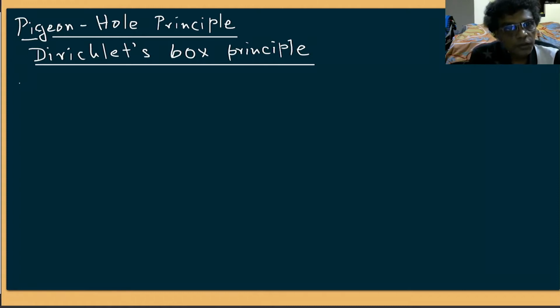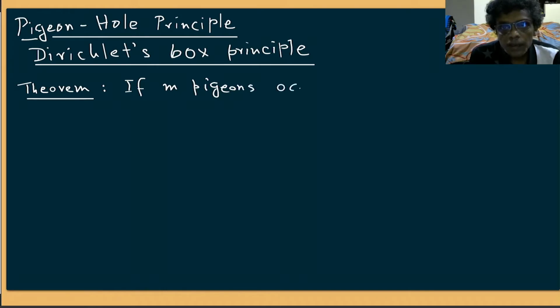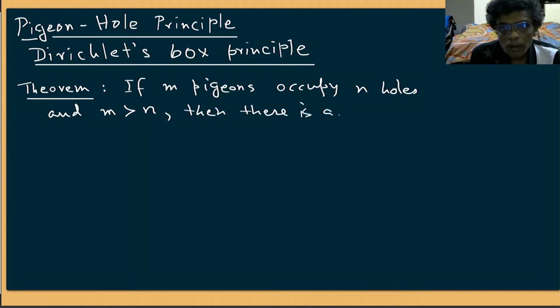So, what is this? This principle goes like this. If m pigeons occupy n holes and m is greater than n, then there is a hole containing more than one pigeons.